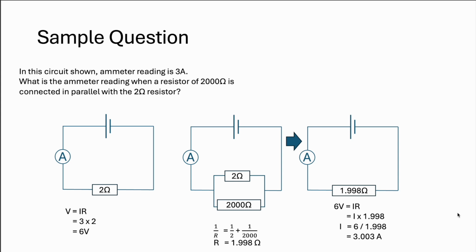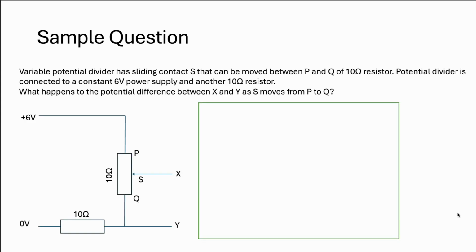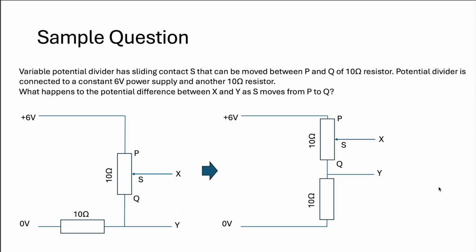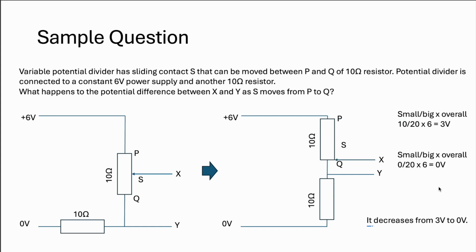Okay, so potential divider, this is the one we were talking about. Sliding contact S can be moved between P and Q of a 10 ohm resistor. Potential divider is connected to a 6 volt power supply, another 10 ohm resistor, like shown. So you can see now your small over big times overall is going to come into play here. What happens to the potential difference between X and Y, the output, as S slides from P to Q? It gets smaller and smaller from 3 volt to 0 volt.